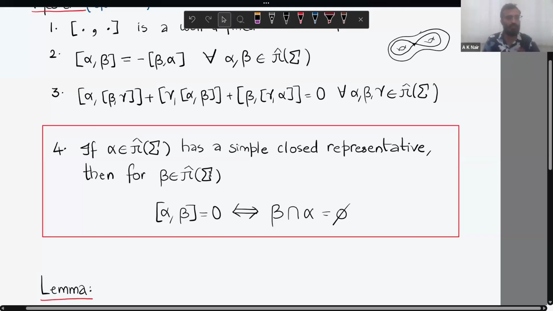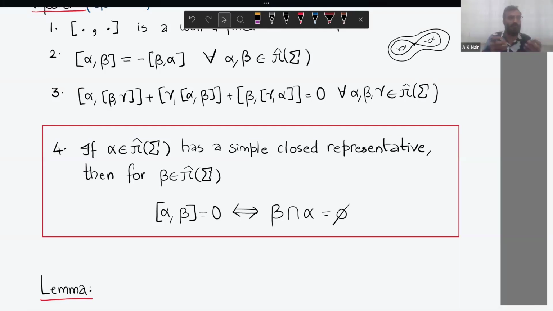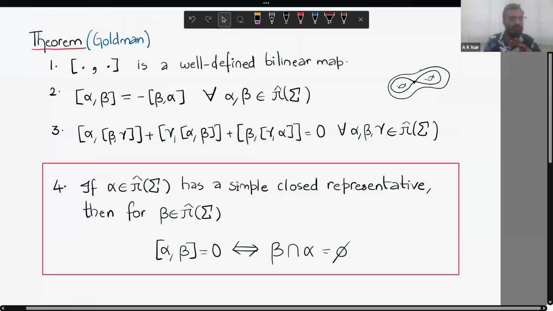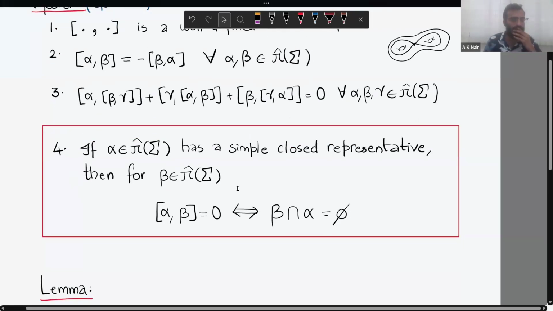Right. The other direction is easy to see. If you have two curves which are disjoint, then the Goldman bracket is 0 because there are no intersection points. It is 0 because you are summing over a null set. So if they are disjoint, it is easy to see that the Goldman bracket is 0. But the converse is true only if one of them is simple. That's what this says.